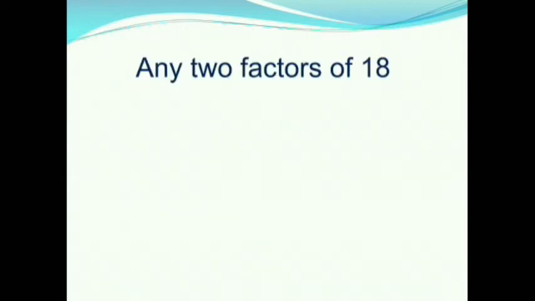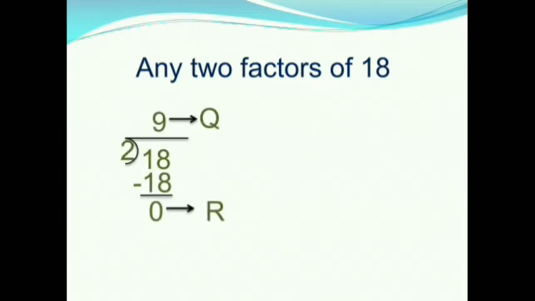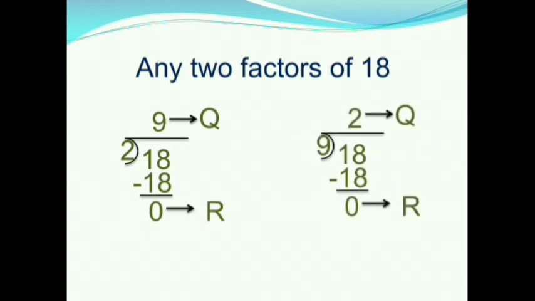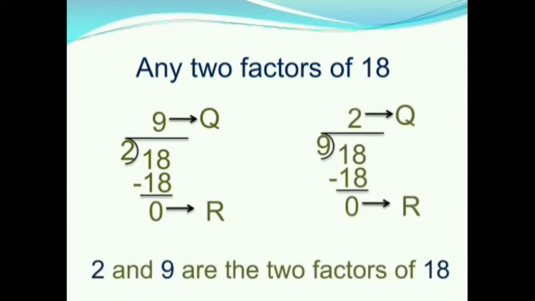Now we will write the factors of 18. 18 is divisible by 2. 9 is the quotient and 0 is the remainder. 18 is divisible by 9. 2 is the quotient, 0 is the remainder. Therefore, 2 and 9 are the factors of 18.